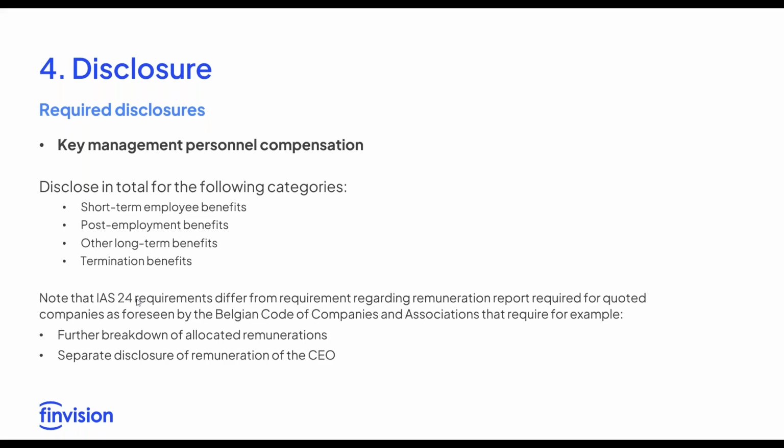For example, if you look at the Belgian Code of Companies and the Royal Decree next to it, you will see you will need to have a further breakdown in much more detailed categories of the different remunerations allocated. And also you will be required to disclose separately the remuneration of the Chief Executive Officer. So it's important to consider what is to be included in my note in the financial statements. That is linked to that. And in practice, you see most will refer to the remuneration report, which is included elsewhere in your annual report.